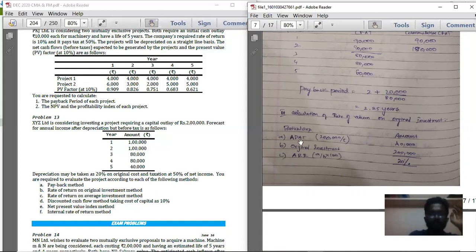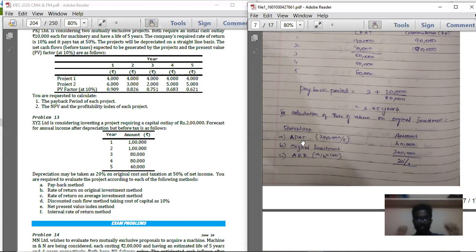So below that, under particulars, record small a, average profit after tax, average PAT within brackets. So now calculate the total profits. 1 lakh plus 1 lakh plus 80,000 plus 80,000 plus 40,000. You are getting 4 lakh rupees, divided by the number of years, that is 5 years. So 80,000 is the average profit after tax. Here they have recorded it wrongly. Just record average profit after tax.